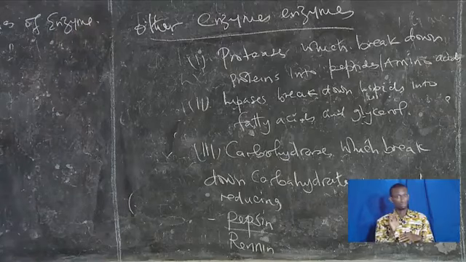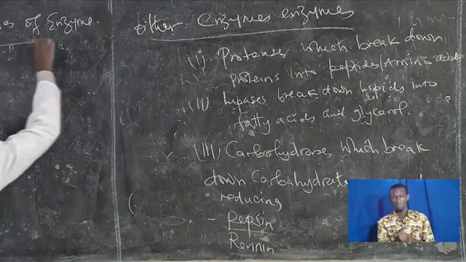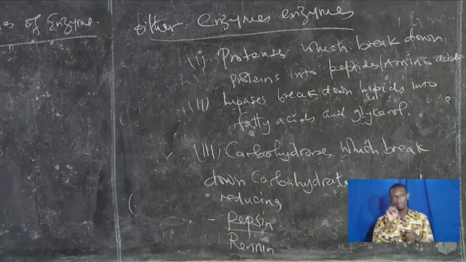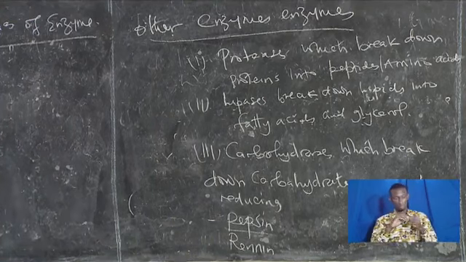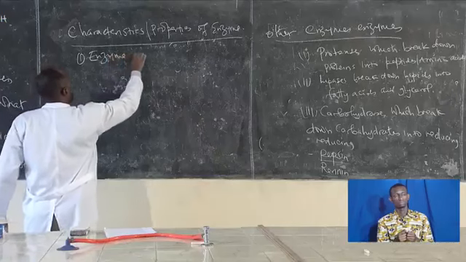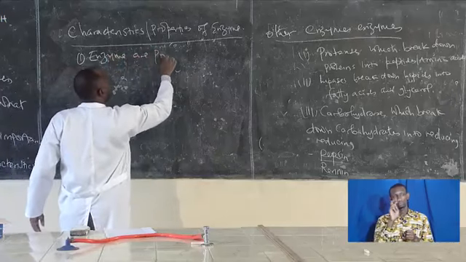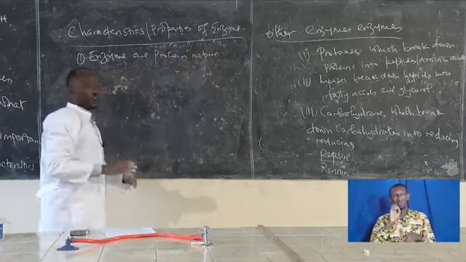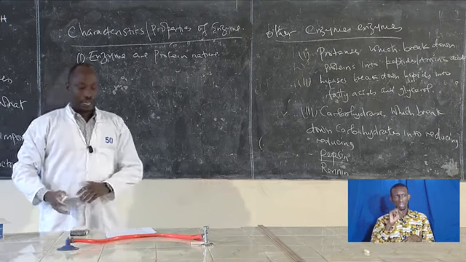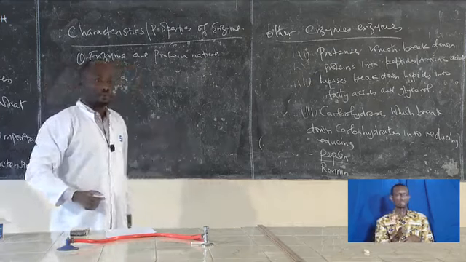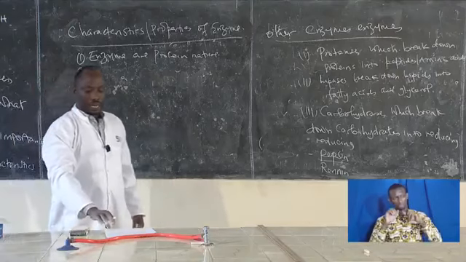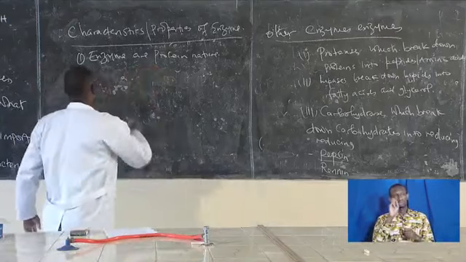All right? So one of the properties of enzymes, number one: enzymes are protein in nature. If I say they are protein in nature, it means that all enzymes are protein in nature, and it means that the enzymes are made up of proteins. Number two, we can say enzymes are affected by temperature.